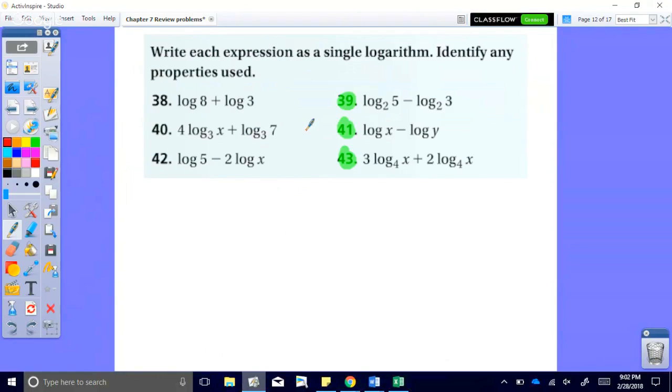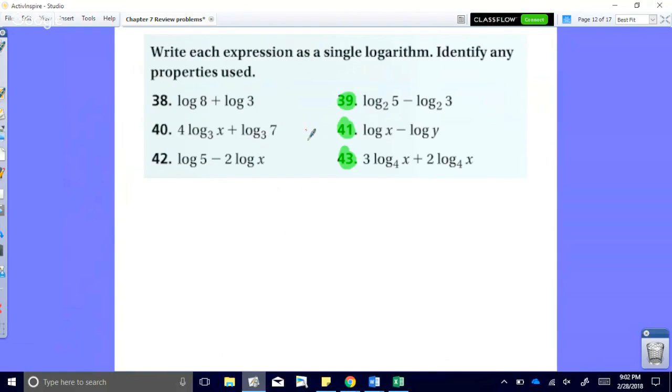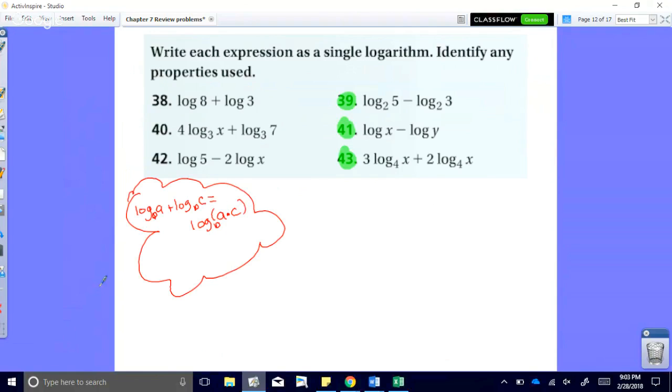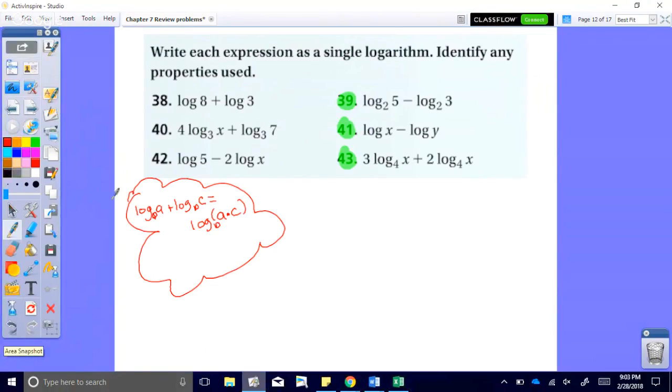Okay, these next couple ask us to write them as a single log. So again, here's my review. You have log base b of a plus log base b of c. It becomes log base b of a times c. So you can merge addition through multiplication.